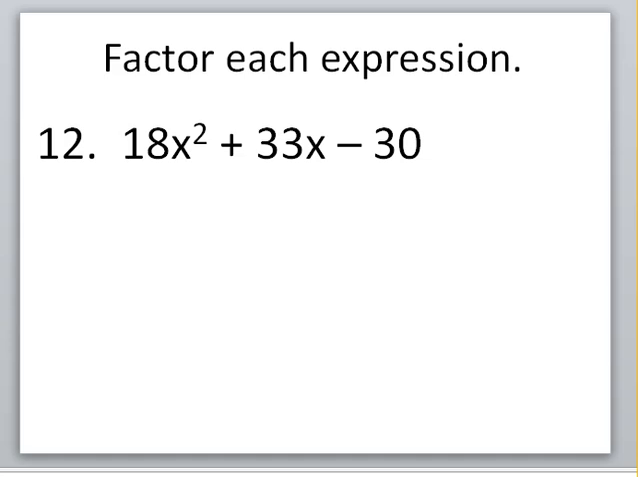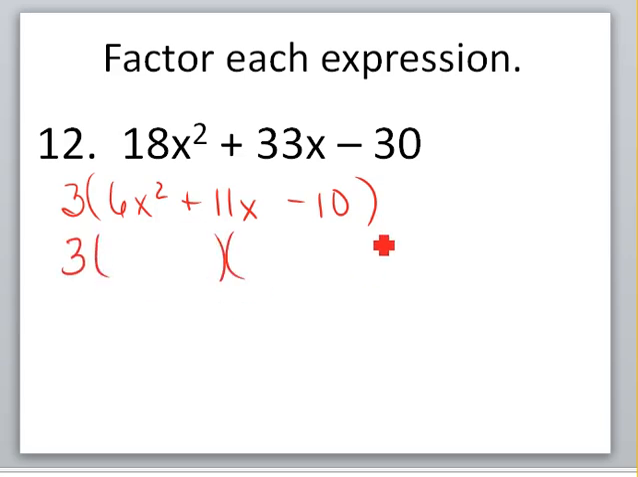Last example here, I'm going to look for a greatest common factor again. This one, the smallest number is 18. 18 doesn't go into those. 9 doesn't go into those. 6 doesn't go into these two. 3 does, though. So I'll take out a 3 out of all these terms, and then I'll get ready to factor.